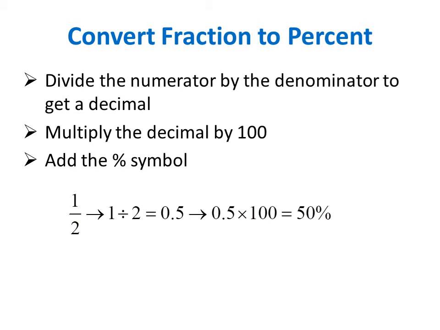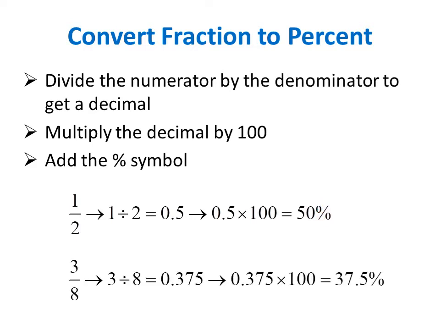Let's consider some examples. Let's say we are given 1/2 and we have to convert that into a percent. So first we divide the numerator by the denominator. So we have 1 divided by 2, and from that we get 0.5. Next we have to multiply that decimal by 100. Of course, multiplying a decimal by 100 is the same as moving the decimal point 2 places to the right. So we get 50, and we have to add the percent symbol, so 50%.